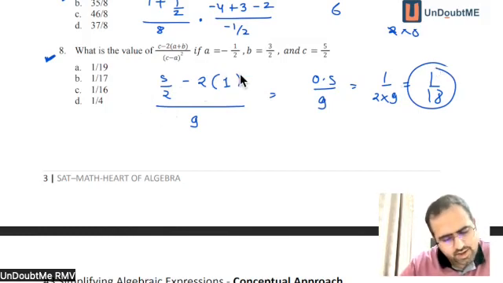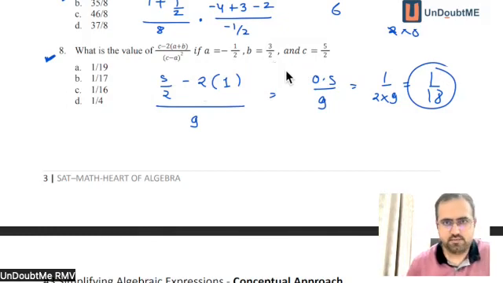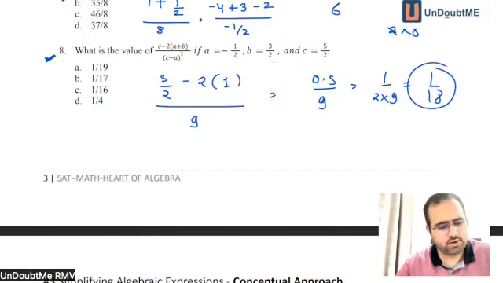Have you solved? What are you getting? I also got 1 by 18. I was also getting the same. Okay, just a minute. I'll just check it out fast in the book. Okay. 1 by 18 is fine. We can move on.